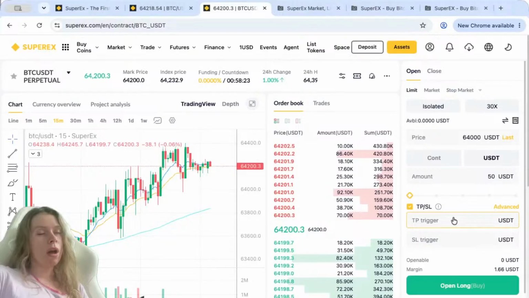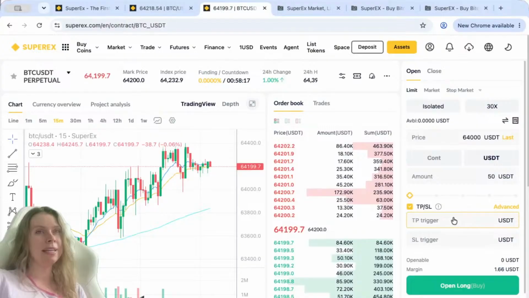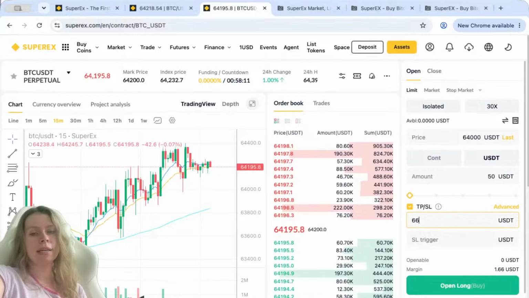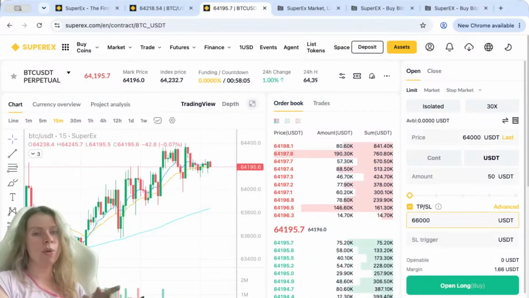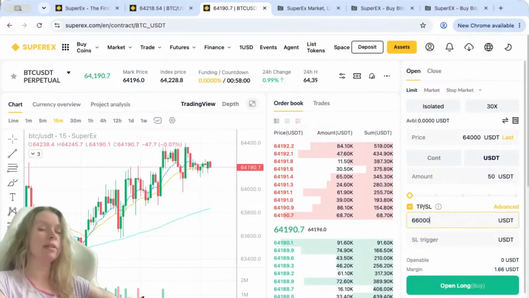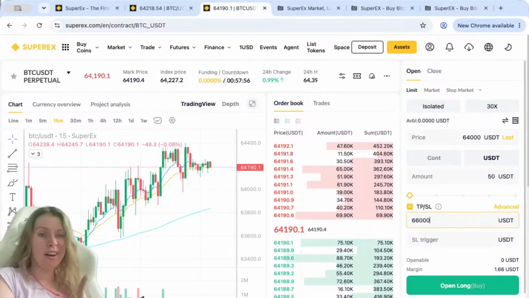All right. I honestly don't think it's going to go up super, super high. For this one, I'm going to go 66,000. So take profit at 66,000. I'm buying at 64,000, and if Bitcoin pumps up to 66,000, it'll sell automatically and I get to lock in my gains, okay? I don't need to stare at the chart. The platform does it for me.